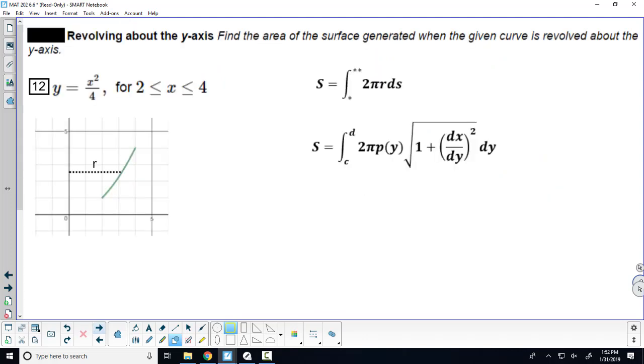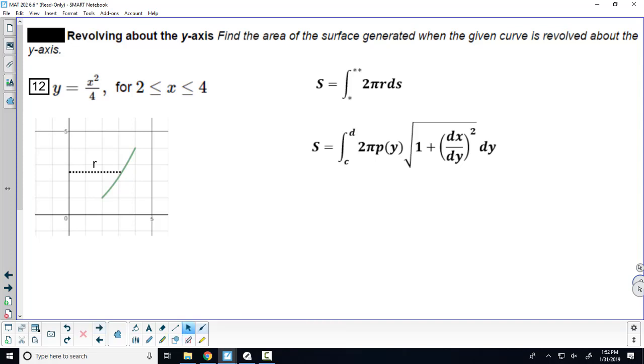All right, let's try another one. This is number 12 in the book. So here they say rotate around the y-axis. So all we do is shift our perspective. Instead of integrating with respect to x, we integrate with respect to y. So same idea, same stuff we've been doing. So let's see if we can make this work.